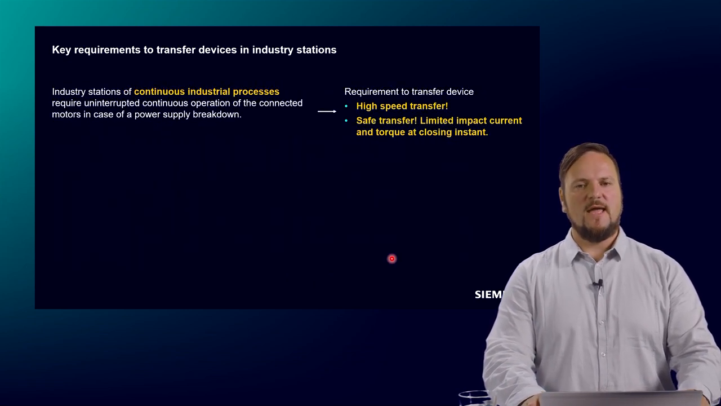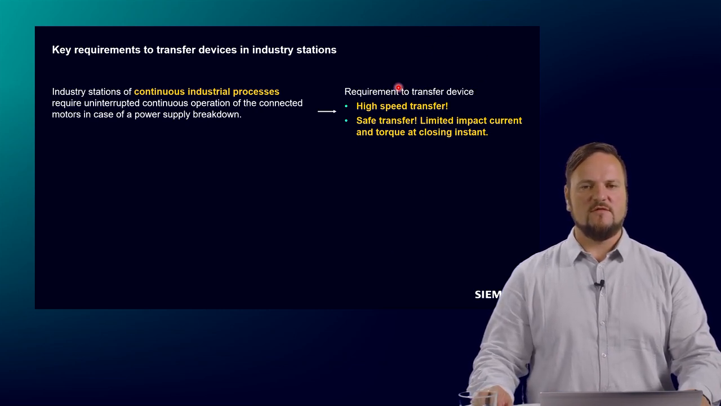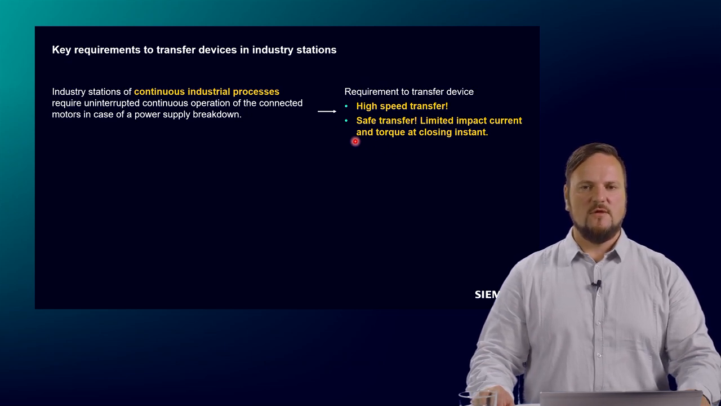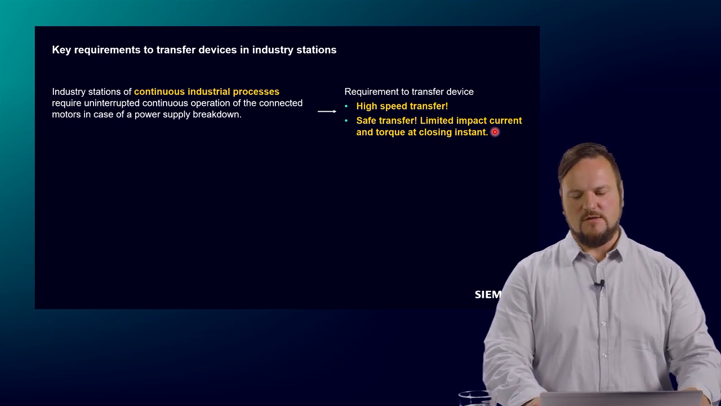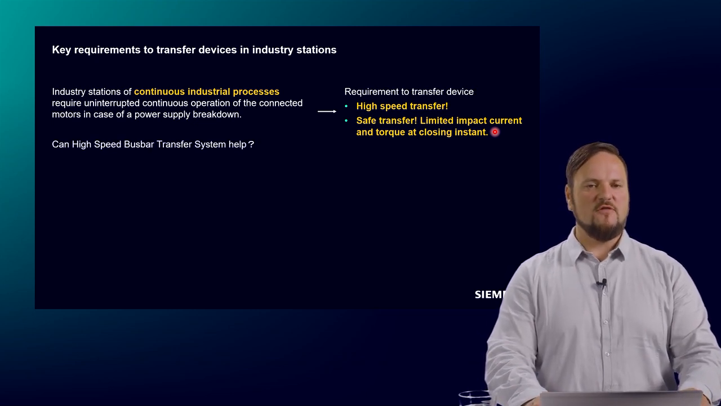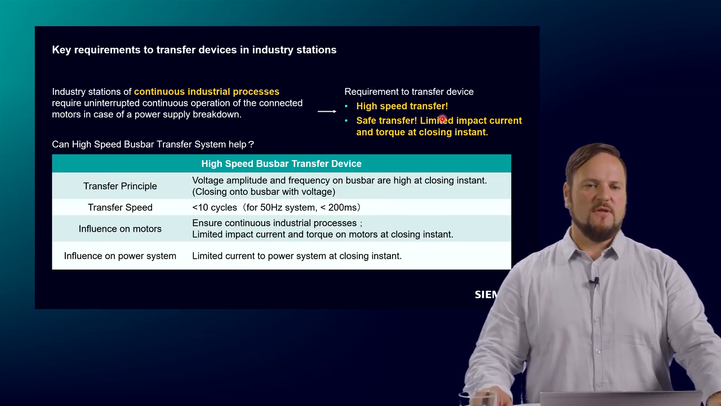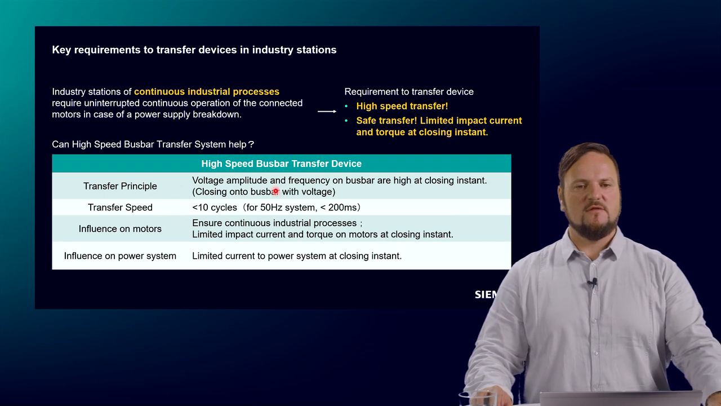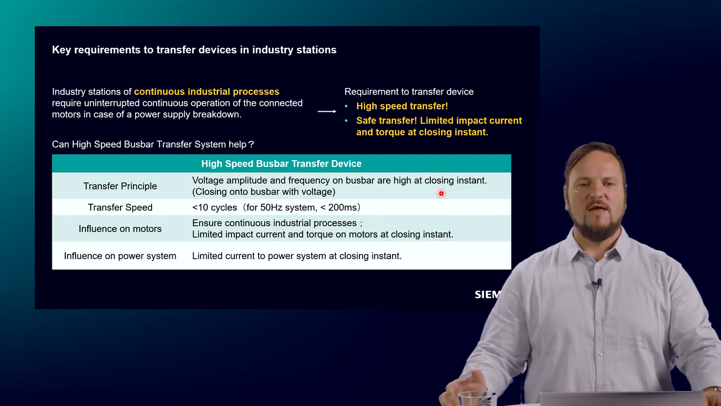Now we have a look at an HSBT system. The requirement for this transfer device is that we have to transfer the load at high speed. And of course, as you remember from my second slide, we need to do it safely. That means we need to limit the impact current and the torque at the closing instant. Can a high-speed busbar transfer system help in that case? We will see. The principle of the high-speed busbar transfer is that the voltage amplitude and the frequency on the busbar are still high at the closing instant. That means we have voltage and we have frequency at this time.